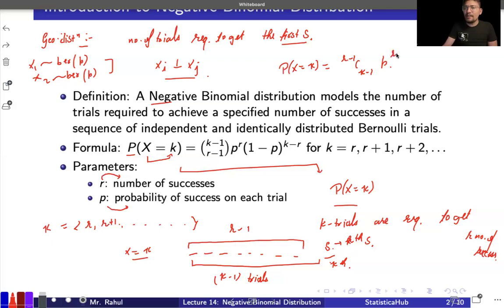So that will be R. And we are having the failure. So the remaining points are the failure, so Q raised to the power K minus R. So that is the probability formula.